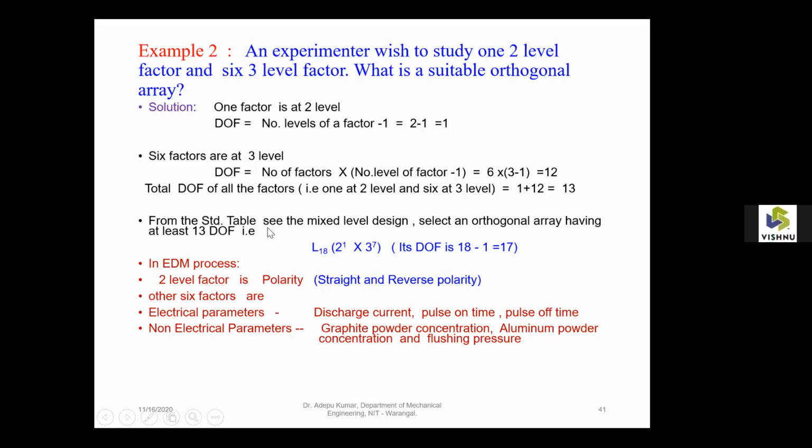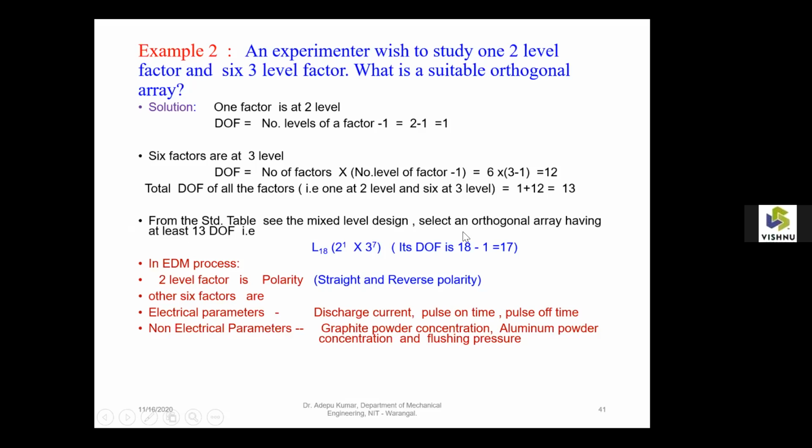Then from the standard table, you select the orthogonal array which has at least that many degrees of freedom for the selected experimentation. So here the requirement is 13, and here you are taking L18, 2 to the power of 1 and 3 to the power of 7. So the degrees of freedom of the layout is 18 minus 1, 17. The 17 is higher than this one. So once you know the degrees of freedom, then you can choose the proper orthogonal array. That orthogonal array should have degrees of freedom equal to this or higher than this.